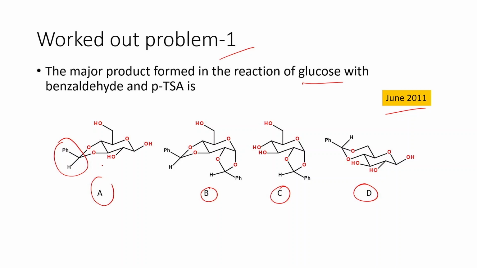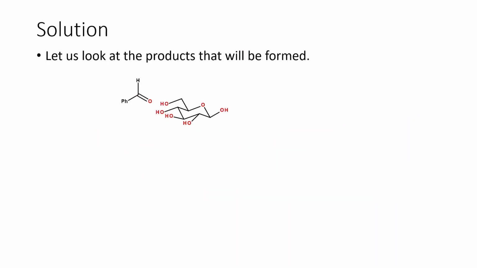In one case, only one of the two hydroxyl groups is protected. In another case, two hydroxyls are protected by benzaldehyde, and in the third one we have only one, and in the fourth one also we have only one. The only difference is that different hydroxyl groups were protected in all the cases. So let us look at how the reaction will proceed.